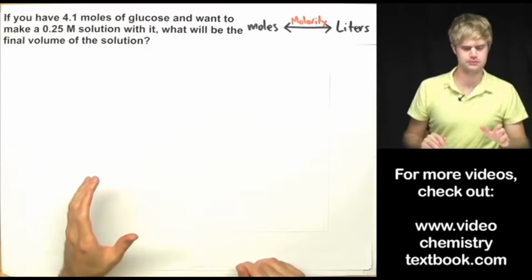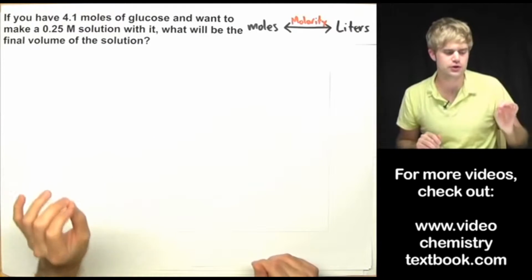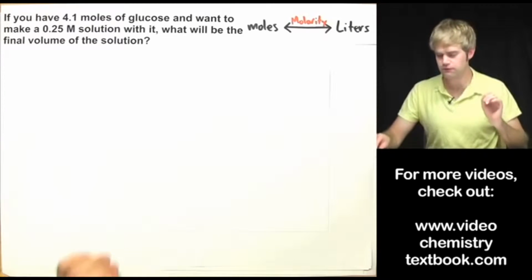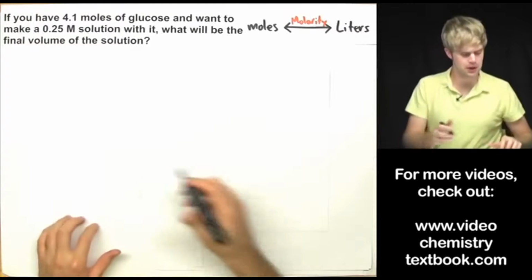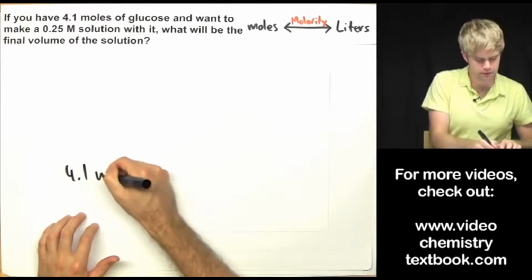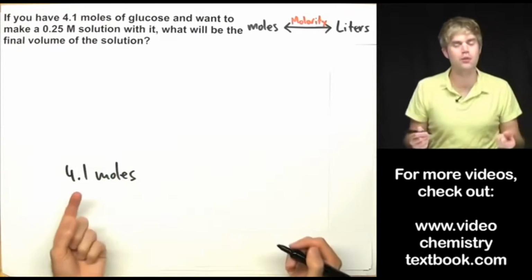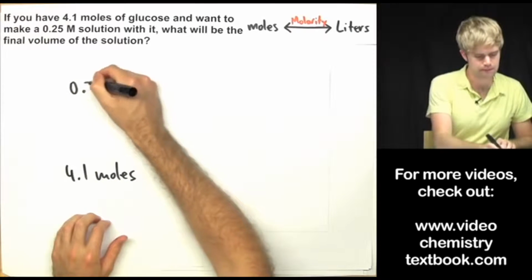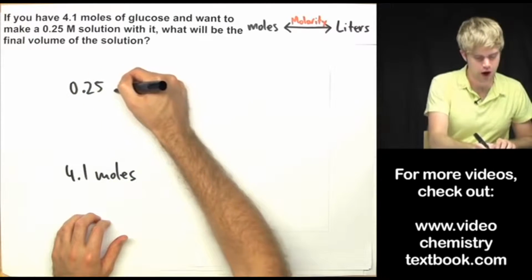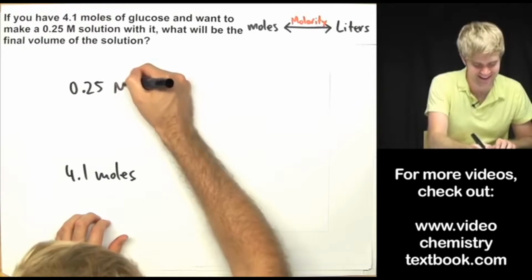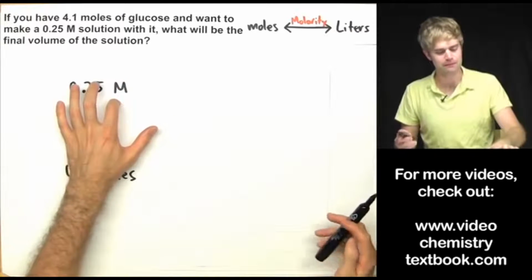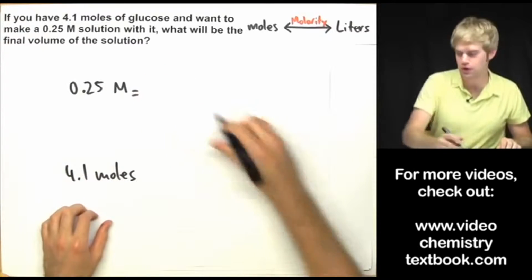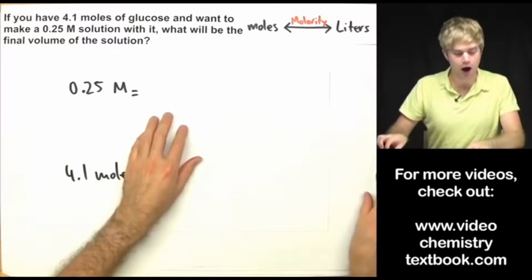4.1 moles of glucose and want to make a 0.25 molar solution with it, what will be the final volume of the solution? So here we're starting with 4.1 moles, and we want to use molarity to go to liters. We'll take the molarity of the solution, 0.25 molar. Okay, as we did before, we've got to turn this into a conversion factor by unpacking it.